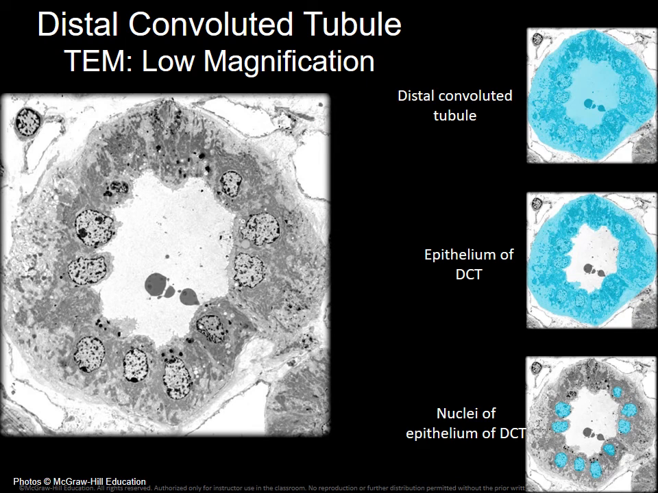Here we see an electron micrograph of the distal convoluted tubule, and the only thing to notice is you do not see that very prominent brush border of microvilli like we saw in the proximal convoluted tubule.